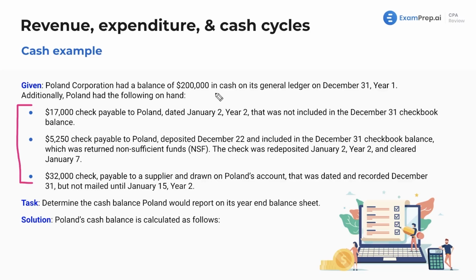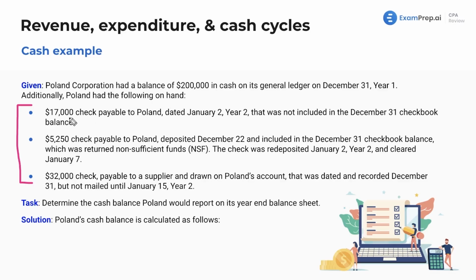Now, first, what are we dealing with? We're dealing with the book amount. What's the cash balance we should report on the year-end balance sheet? So this is just reconciling the year-end general ledger amount. This actually isn't even dealing with the bank at all. Obviously, we will have bank amounts, but we just want to adjust this $200,000 amount, and let's see what we're dealing with here.